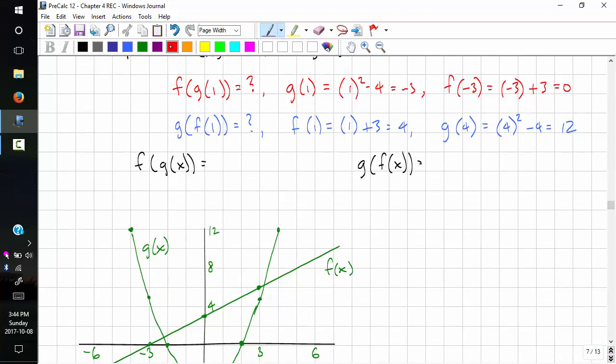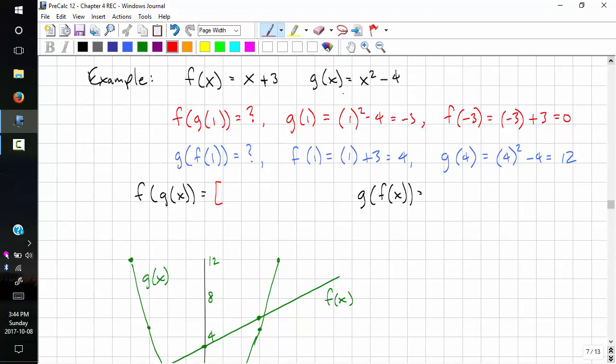Now, we can calculate explicit functions for f of g of x. We just substitute with brackets. So we have x squared minus 4, x squared minus 4 inside the big brackets. And then we finish this expression, plus 3. And we simply remove the brackets because it's just an add. So we have x squared minus 1.